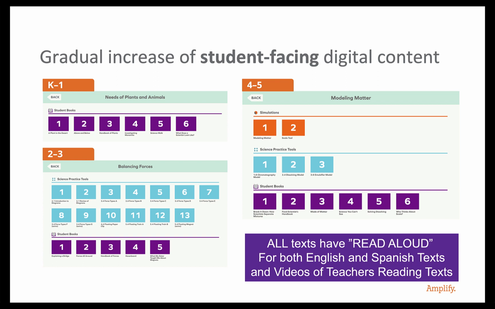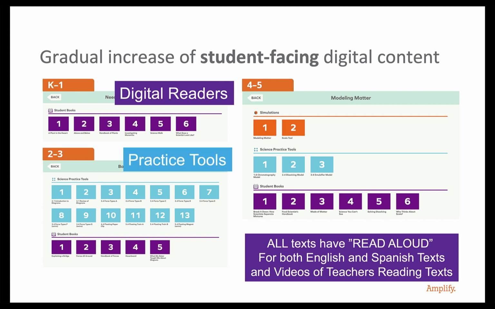We also think of the increase of student-facing digital content. What do students have control over? We don't want screen time burnout with Amplify Science. So in K-1, teachers have most of the control of the multimedia. Students have access to the digital readers, those digital flip books. And then the other multimedia is controlled by the teacher. In grades 2 through 3, we introduce practice tools, those drag and drops, those data tables. And then by the last unit in grade 3, we do introduce a simple simulation. And then by grades 4 and 5, we have simulations, practice tools, and student books, all read aloud as needed. And so you can see we're increasing the digital content as well as its grade level appropriate.